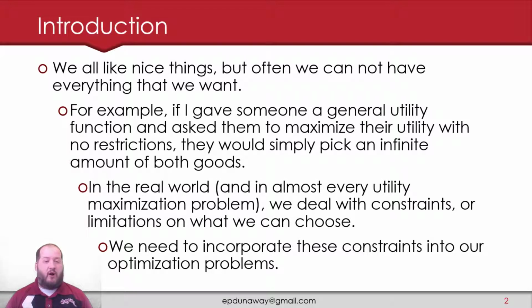And we're going to find that with almost every kind of utility maximization problem we deal with, we're going to have a constraint, or basically a limitation on what we can choose. In this case, it would be a budget constraint. We're limited by how much we can spend on these goods or services. So when we're doing optimization problems, we need to incorporate those constraints in, and we need to make sure that they're working with what we've set up before.